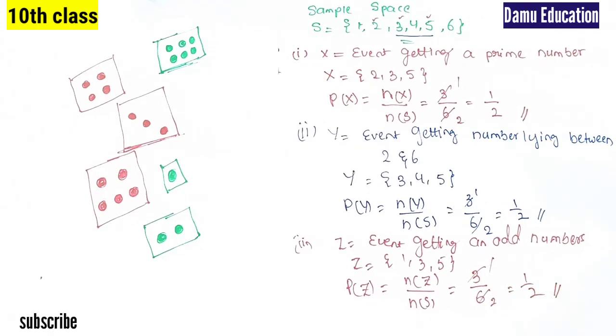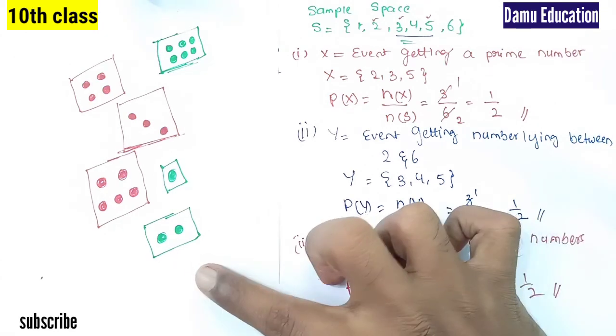So this is the way to find the probability values of getting outcomes with a die.